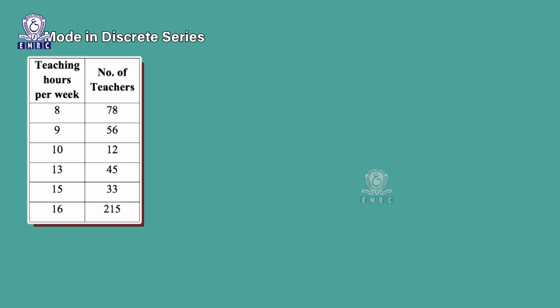Now let us take one more example to have a clear understanding of calculating the mode value. The following table shows the number of hours a teacher engages class per week in the colleges under Osmania University jurisdiction. Calculate the mode value. There are 78 teachers who are teaching for 8 hours per week. There are 56 teachers who are teaching for 9 hours per week. There are 12 teachers who are teaching for 10 hours per week.